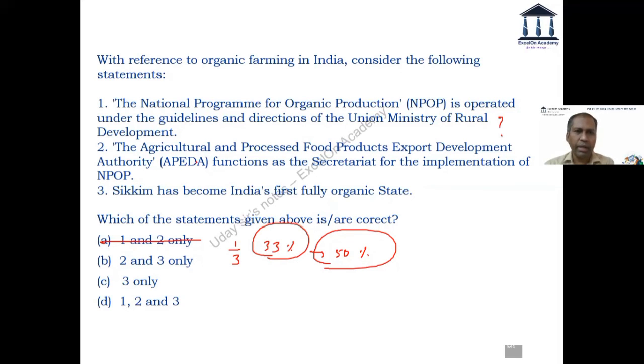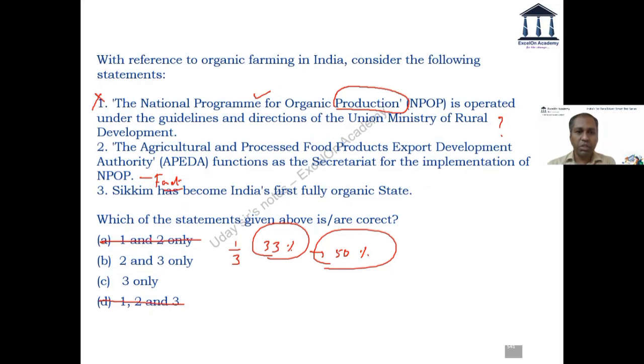Got it, Vaibhav. And Agriculture and Processed Food Products Export Development Authority function secretary. So this is a very direct fact here. Either you know it or you don't. Now, as you guys rightly said, agriculture, that kind of a ministry. So surprisingly, this happens to be the Commerce Ministry, because it is organic production, and they were looking at exporting some of these, export promotion. So as it turns out, 3 is definitely there, and 1 is definitely not there.